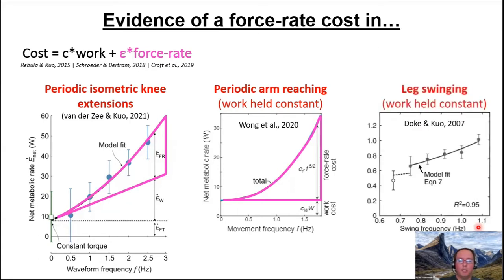And then this is a slightly older experiment that basically did the same thing as the arm reaching task, but now with swinging the leg back and forth. And again, work is held constant. So the fact that cost continues to increase indicates that there is another cost we're not accounting for. And we believe this cost can be captured with this force rate term.